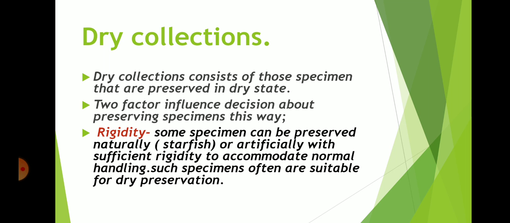First of all, the dry collection: how the dry specimens are preserved in the dry state. Dry collection consists of those specimens or species that are preserved in a dry state, without water content in their body. Two factors influence the decision about preserving a specimen this way. We have to think about how the animal has to be preserved. It may be dry or wet.